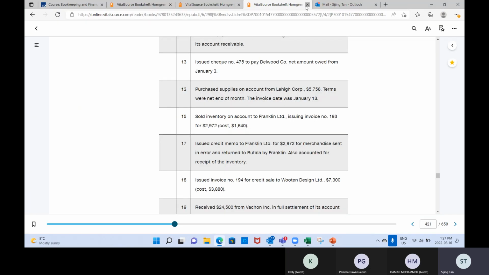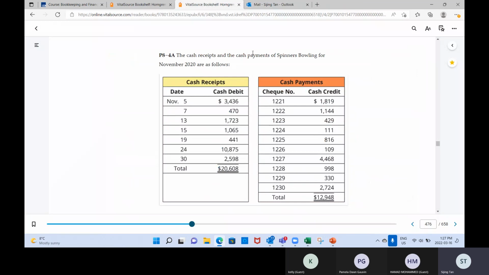Now the question is problem 8-4A, the Spinner Bowling. So actually this is the question you see. I have received like 2 or 3 questions on how to do this. Now the question is cash receipts and cash payments for the Spinner Bowling for November 2020.